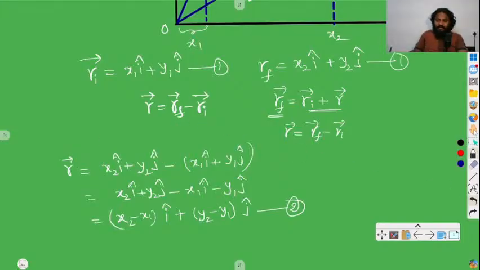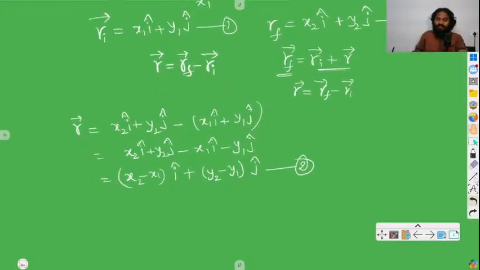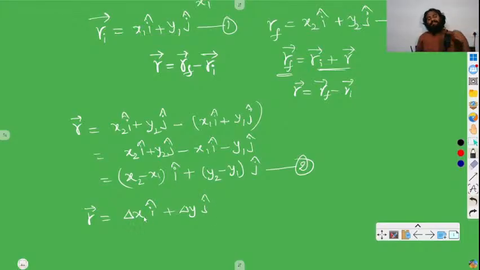What is the meaning of X2 minus X1? R bar is equal to delta X I cap plus delta Y J cap. What is the meaning of delta X? Change in X component. What is the meaning of delta Y? Change in Y component. So finally, the displacement of any particle in a two-dimensional plane is nothing but the change in its position with respect to the X axis plus the change in its position with respect to the Y axis. This is about the displacement.